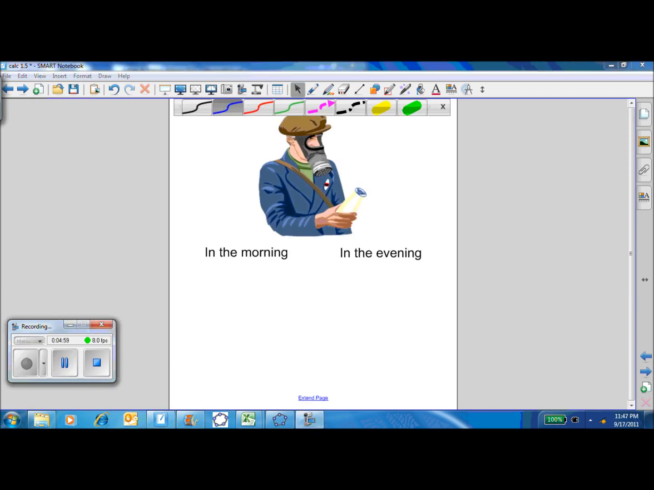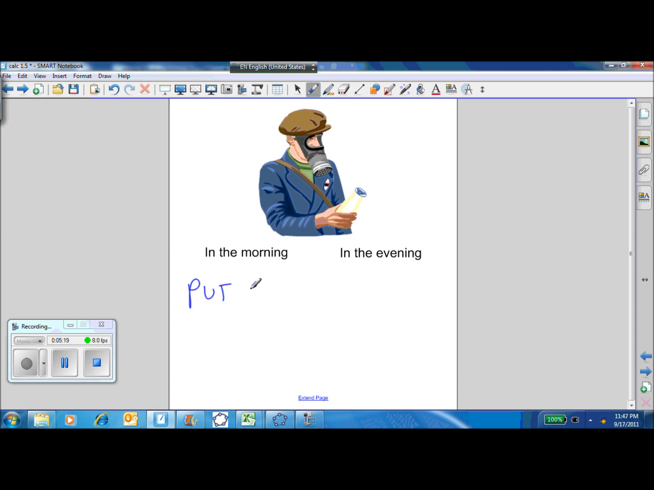Okay, here's a picture of a man who's had a long day of work at the chemical factory. And he wants to enjoy his nice skim milk here. But the problem is, he's got this mask on. He's got to recall, what happened in the morning? In the morning, I put on mask, and then I put on hat.